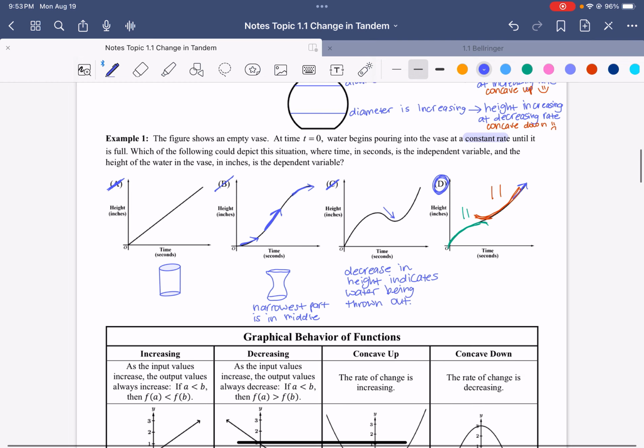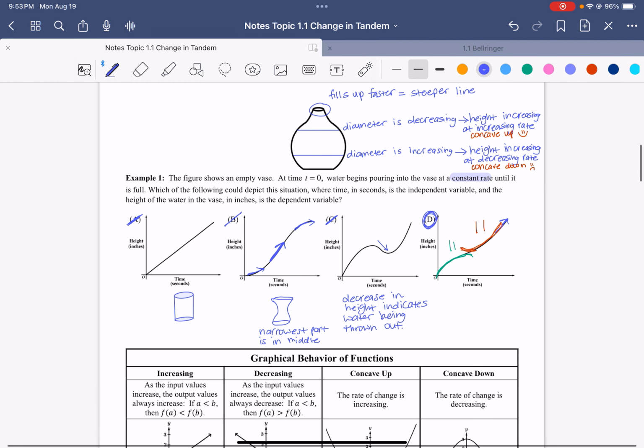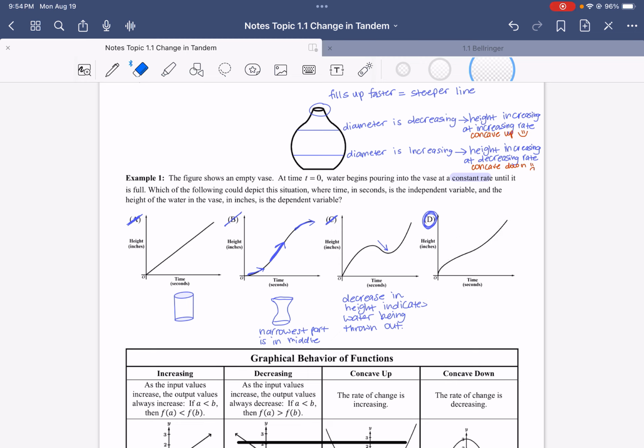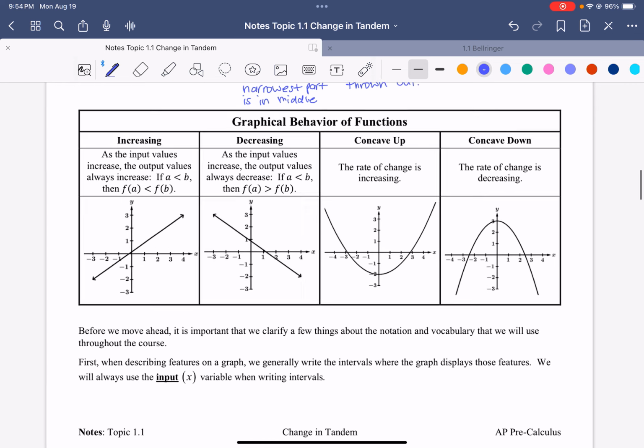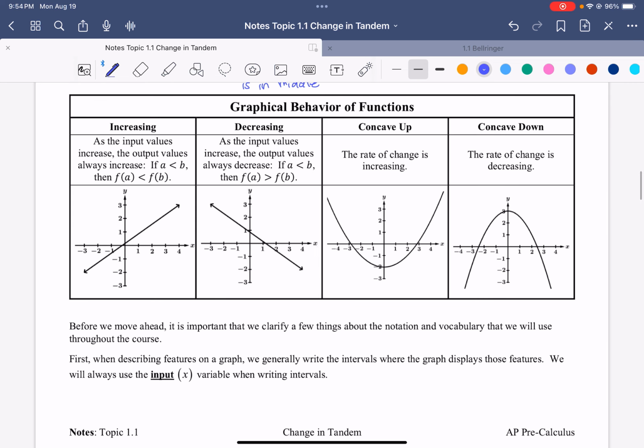Okay, versus ours, which the narrowest part is at the top. So that's why on our graph, again, the steepest part is at the top, like I said here. So even though these are going up still, you see that these lines are not as steep at the very top. Okay.